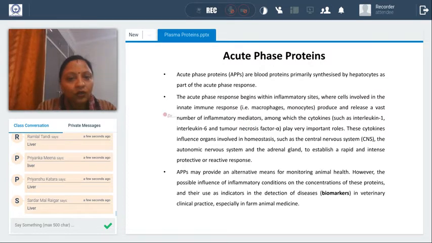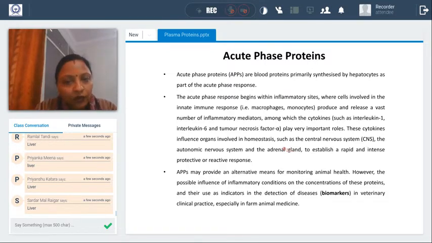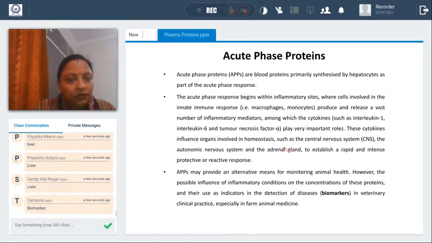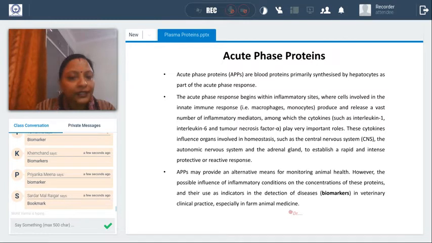So is it clear now? These are the biomarkers which help in the diagnosis of various diseases. What is the major function of APPs? Please write in the box. These are the biomarkers. So these are very important for clinical practice or farm animal medicine.